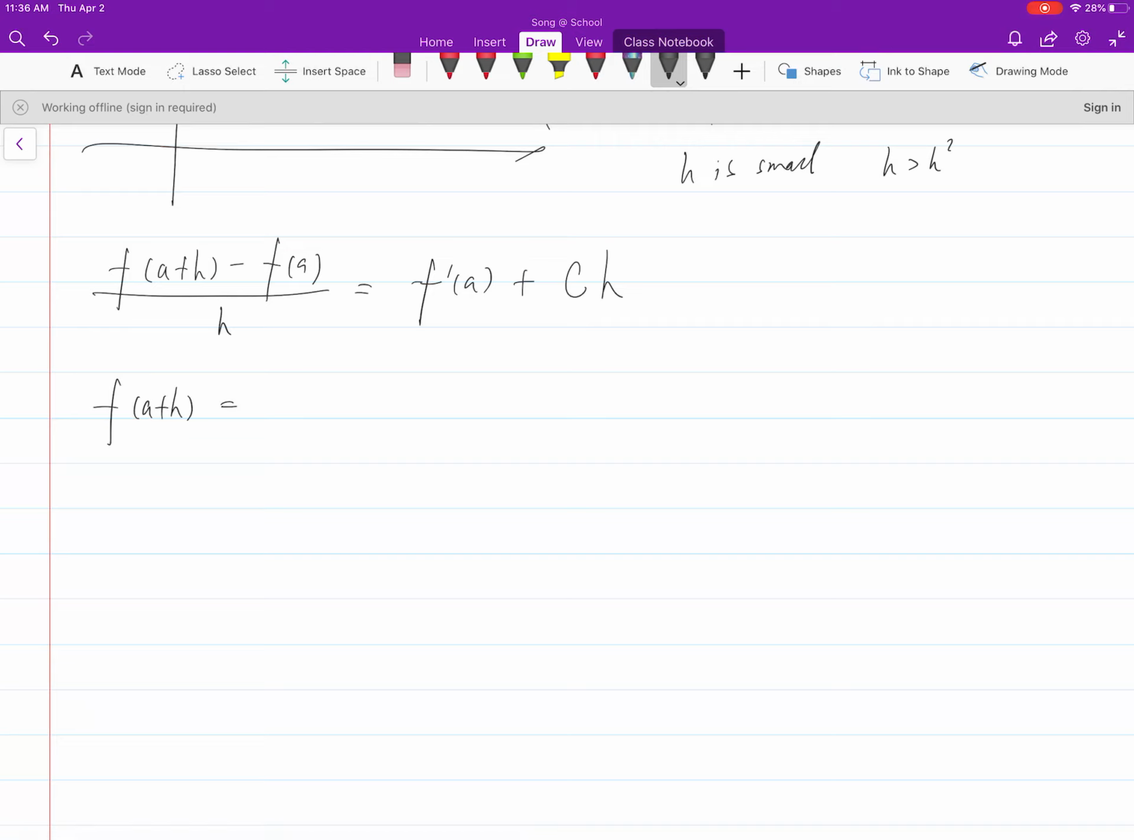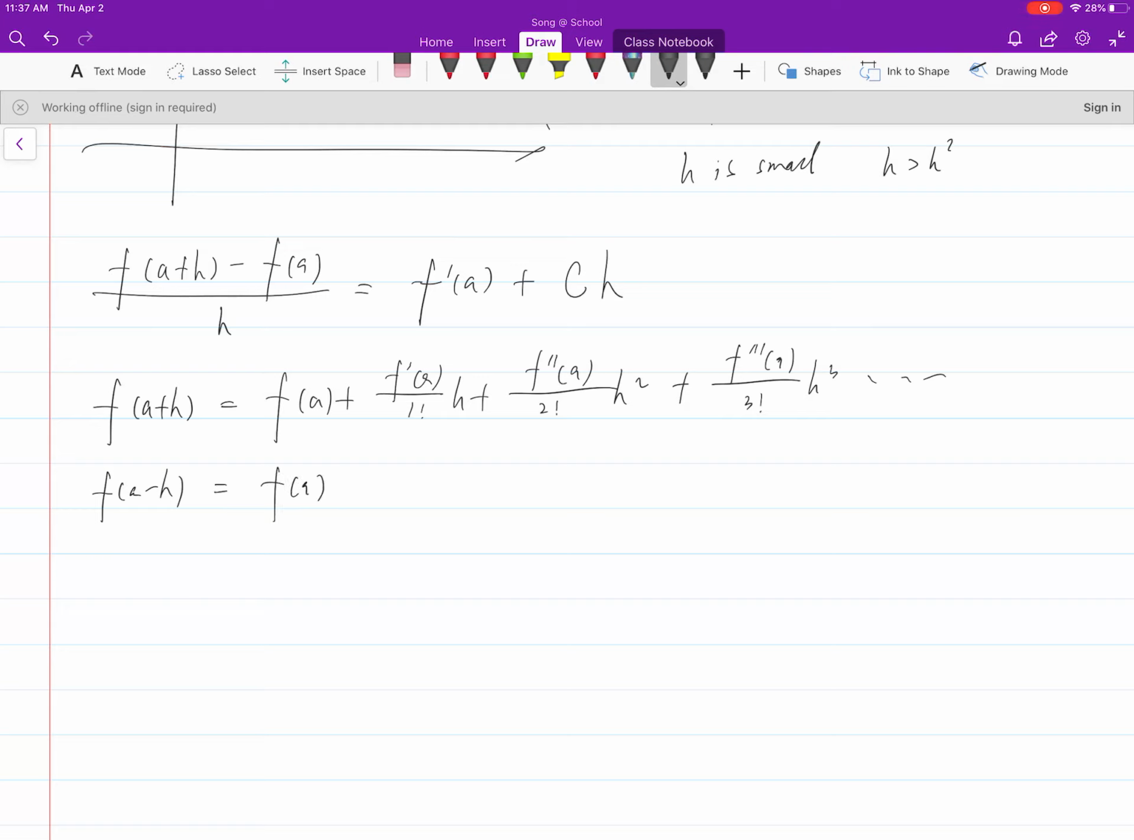Now let's take a look at this other formula. That thing has f(a plus h), so let me just write it down using Taylor polynomials. h squared plus f triple prime of a over 3 factorial times h cubed and so on. f(a minus h) is another Taylor expansion. You just replace your h by negative h. So f(a minus h), everything else stays the same, right? You only replace h by negative h.